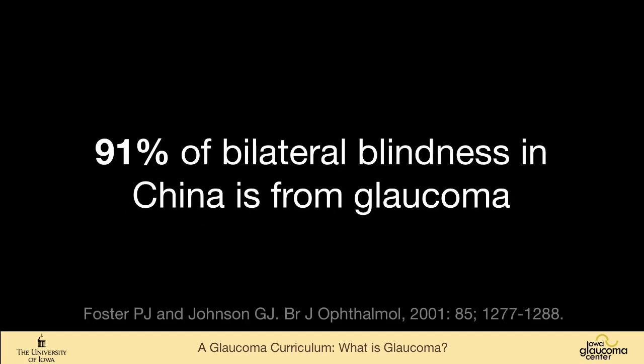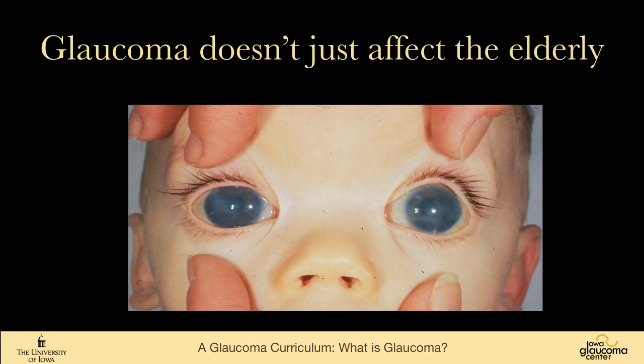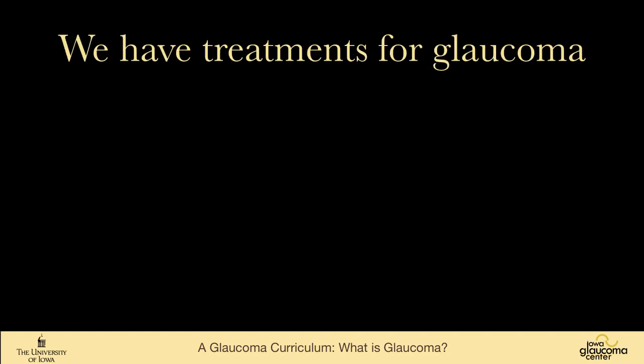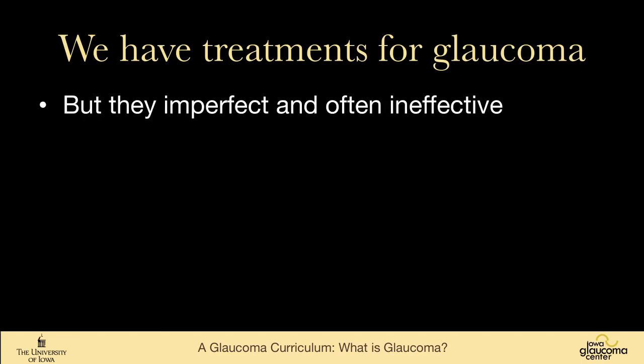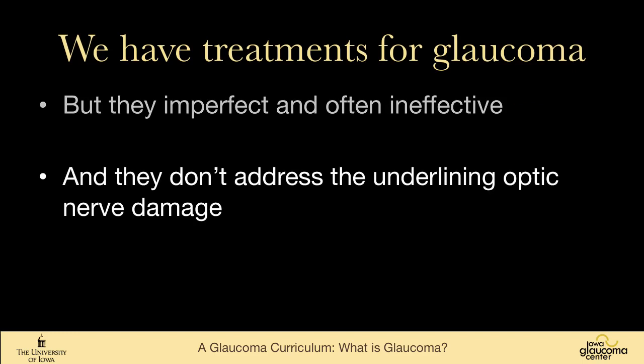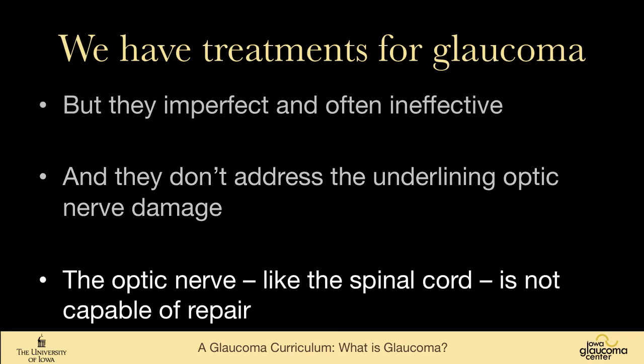I think a really startling statistic is from a study from Paul Foster's group that 91% of bilateral blindness in China is from glaucoma. So in China, angle closure glaucoma is a huge problem, and we'll talk about that as we talk about angle closure. Remember that glaucoma doesn't just affect the elderly, it affects babies and children as well, and we will obviously get into that as well. We have lots of treatments for glaucoma, but they are imperfect and they are often ineffective, and they don't really address the underlying optic nerve damage.